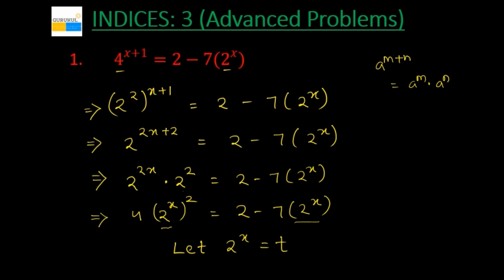So if I substitute, what do you get in the equation? It's 4 times t square equals 2 minus 7 times t. Now let's move on. So we can write here 4t square equals 2 minus 7t. This implies 4t square plus 7t minus 2 equals 0. Now this is a quadratic equation. You can solve it by middle term splitting.